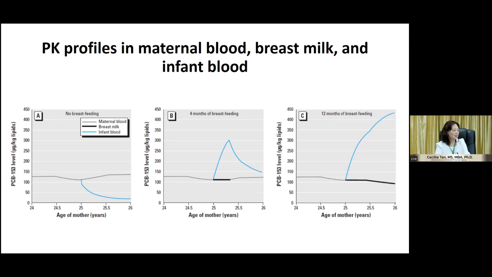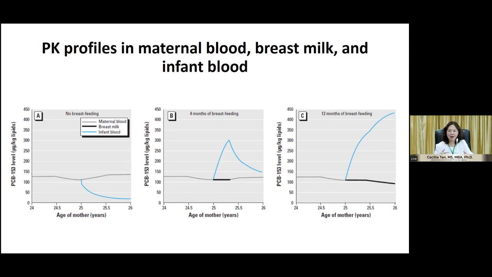We can look at the mother's blood first. If the mother does not breastfeed, you can see that it stays at the same level, even goes up a little bit, because in this case there's no excretion. The assumption is the mother is eating these persistent chemicals every day, so it stays flat. What is interesting is you do see it go down and up a little bit, and that's because of body weight changes.